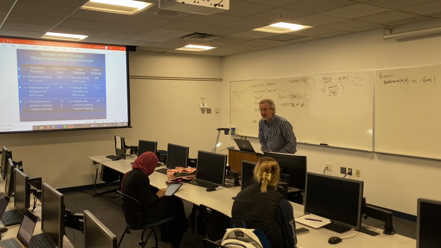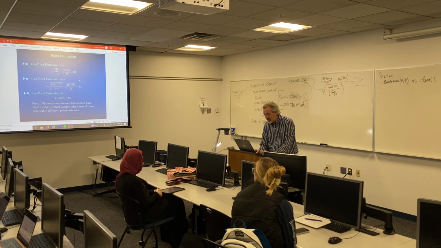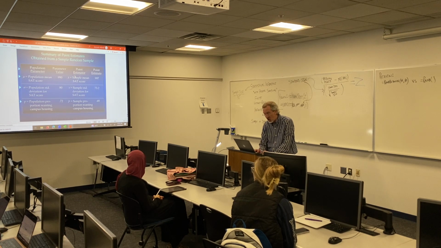How did you get 997 again? I took a random sample of 30 of them, added their SAT scores, and divided by 30 and got 997. So there it is for the 30, but when we did all 900, it ended up being 990.